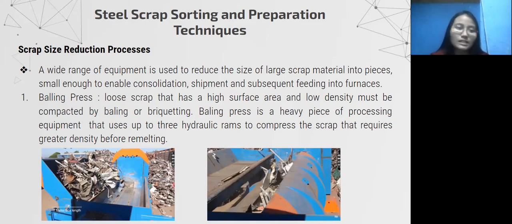The first equipment is the baling press. Loose scrap that has a high surface area and low density must be compacted by baling or bucketing. A baling press is a heavy piece of processing equipment that uses up to 3 hydraulic rams to compress the scrap that requires greater density before remelting. This equipment is usually operated by dealers and processors who prepare the scrap to be fed into the steel mill. So the baling press equipment can be seen below.